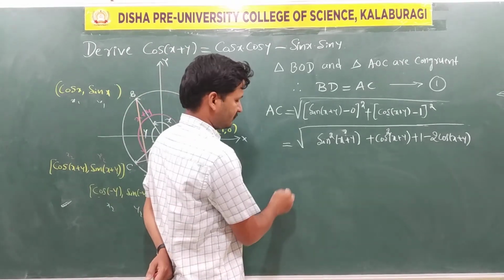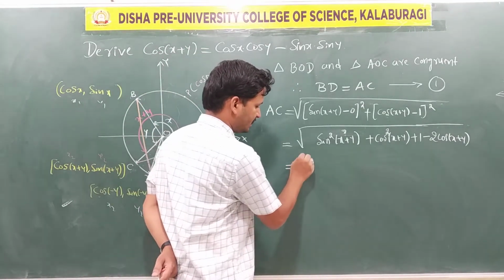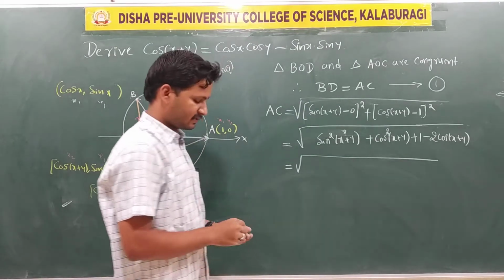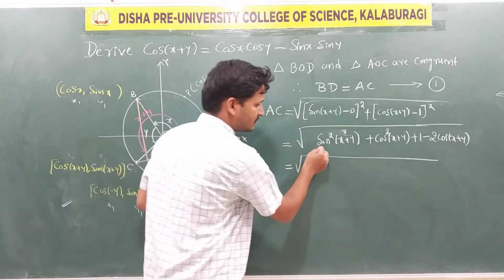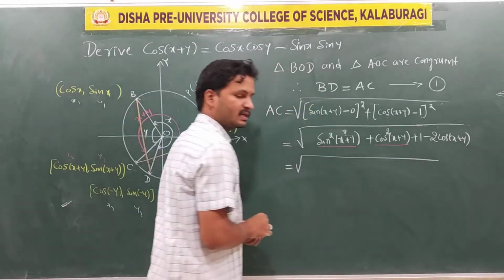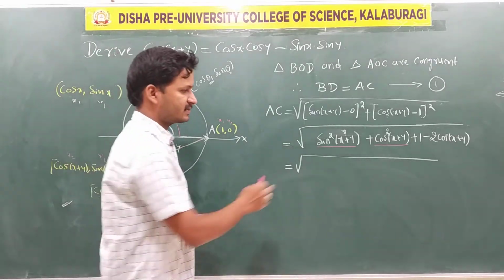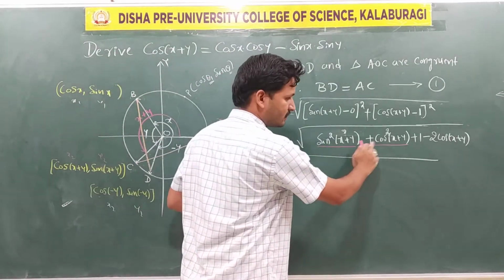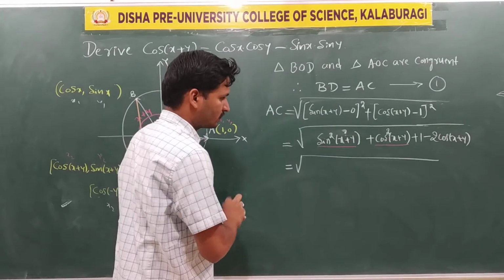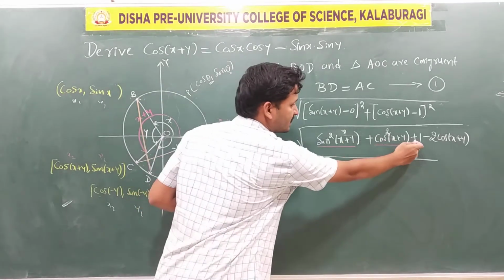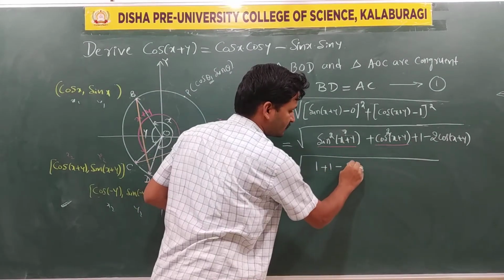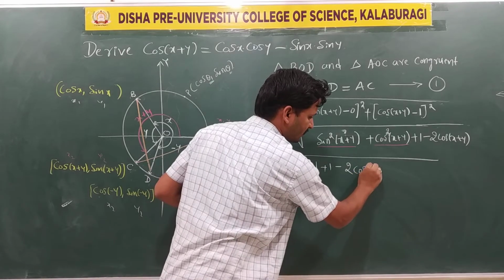Okay, yes. Then next, observe again here same, that is sin square theta plus cos square theta, sin square (x plus y) plus cos square (x plus y). Angles are same, here x plus y. So that sin square theta plus cos square theta is equals to 1. So write down 1 plus 1 minus 2 times of cos of (x plus y).